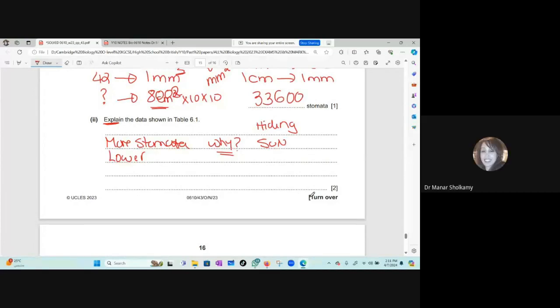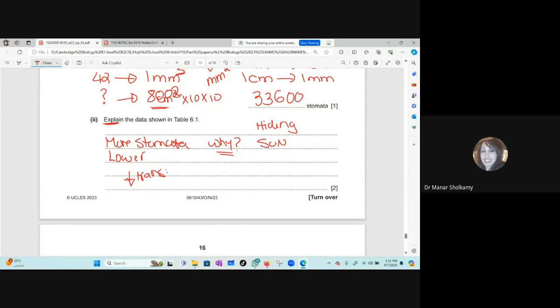Yes, correct. But why, if it is on the upper surface, will it lose more? I want to reduce transpiration. I think we all agree. So the stomata is hiding from the sun, and it is hiding from what on the upper surface? Humidity. Actually, more humidity will reduce transpiration. It is hiding from the wind, from the sun, from the heat.